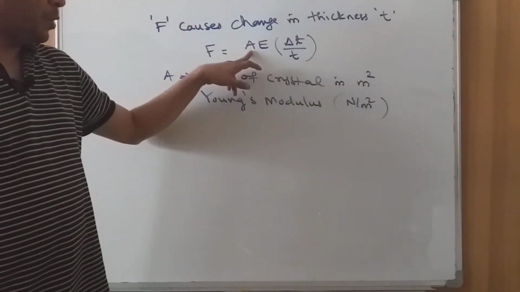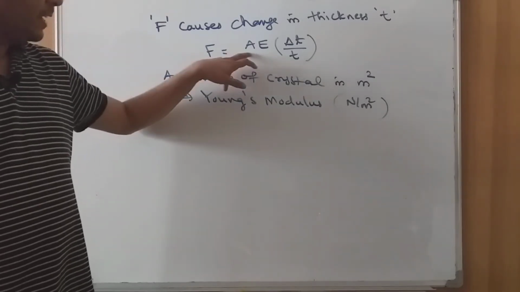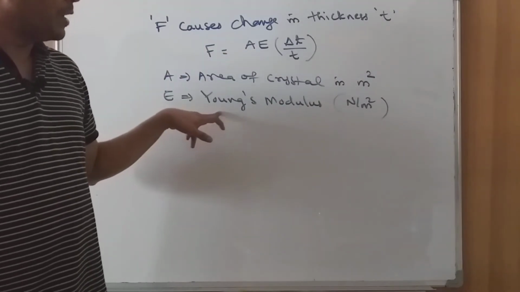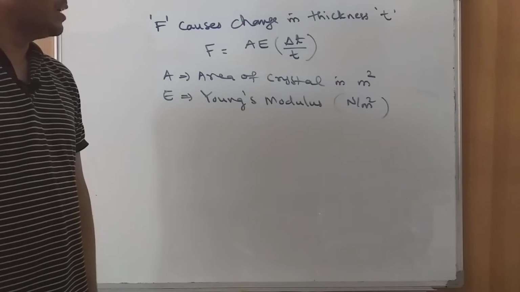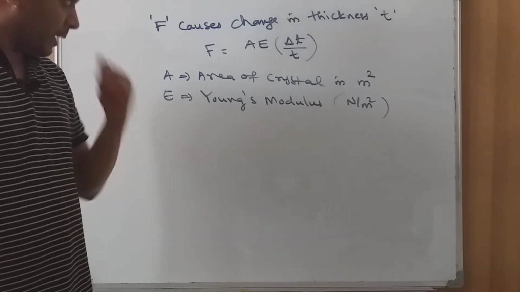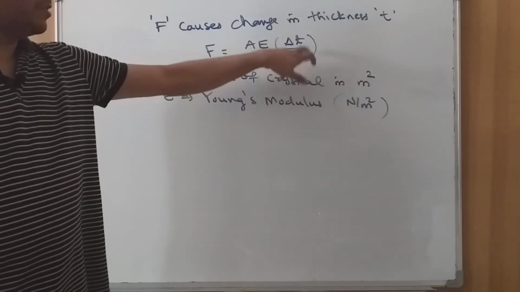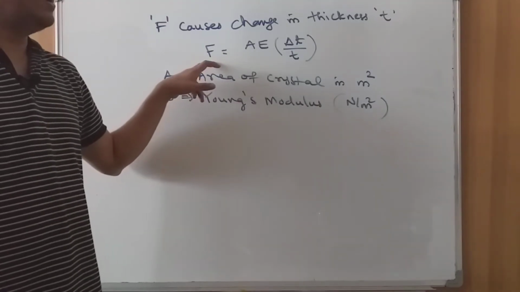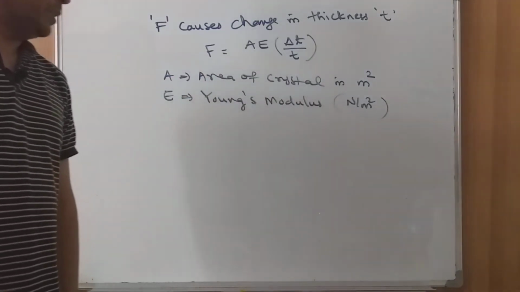and A is the area of cross section. So, if you substitute the units, the area in meter square and the Young's modulus in Newton per meter square, the meter square gets cancelled, and delta T by T will be a unitless quantity. So, in the end we will get F in terms of Newton.